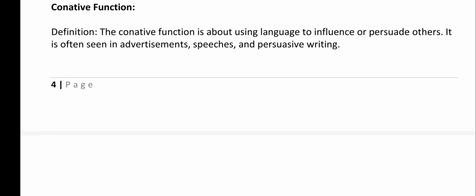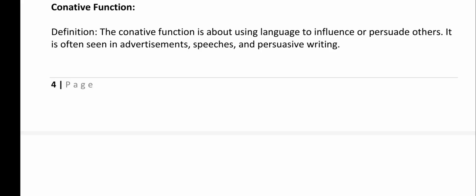Second one, another one, is the conative function. The conative function is all about using language to influence or persuade others. It is often seen in advertisements, speeches, and persuasive writing. Now you see, always remember, the MLAs, the ministers, what do they do? They give speeches, right? They give speeches how? In order to influence you, in order to convince you: yes, we will construct the road from here to there, from Kashmir to Kanyakumari, we are going to construct the road, but you have to vote for me. These are the persuasive speeches where they are seeking your attention, or they are seeking your support.